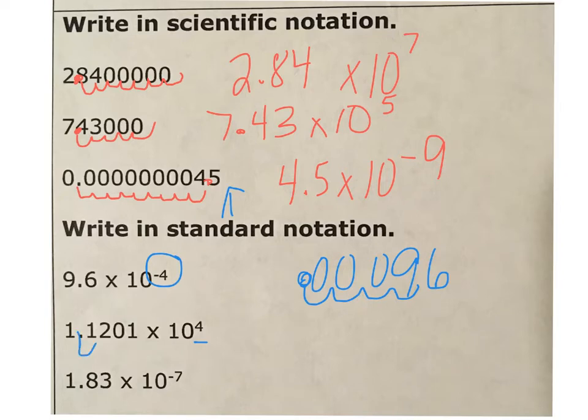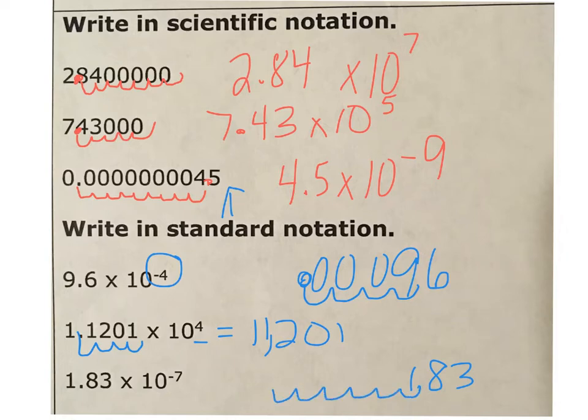Next one, it's moving the other direction because that's a positive exponent. So my decimal is moving 1, 2, 3, 4 spaces. So it would be just 11,201. And then my last one, my decimal's over here and it's moving 7 spaces. So 1, 2, 3, 4, 5, 6, 7. Decimal ends up over here, and I fill in all of those movements with zeros. So I'd be filling in 6 zeros because it moved 1 space over the 1.